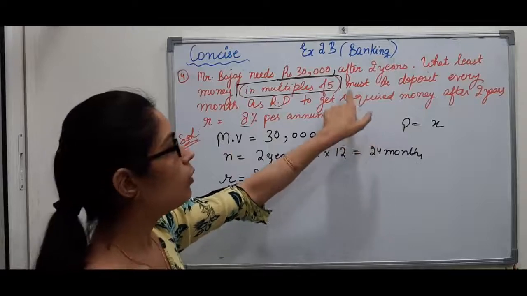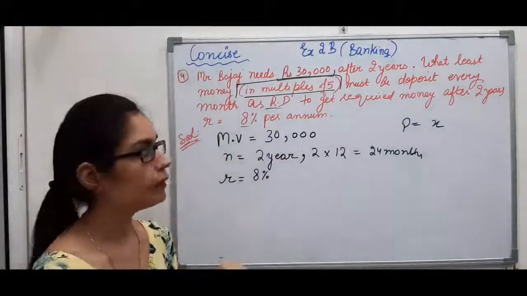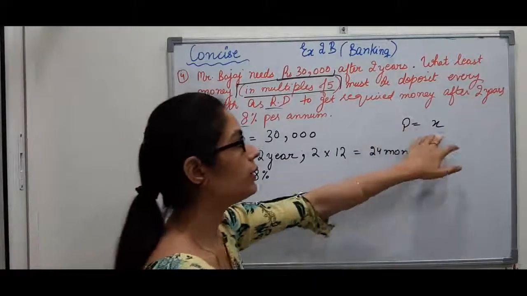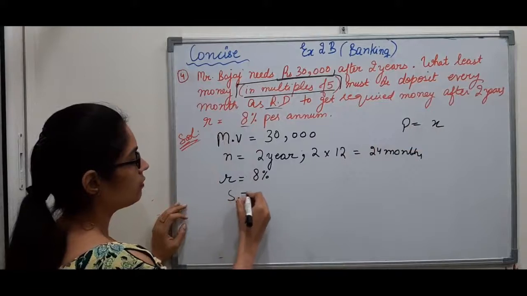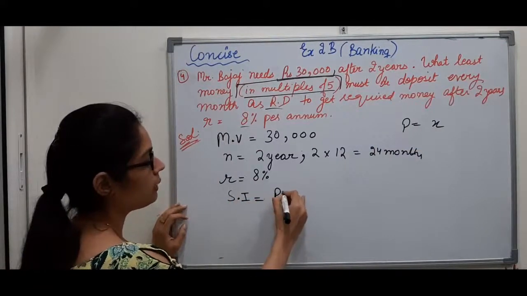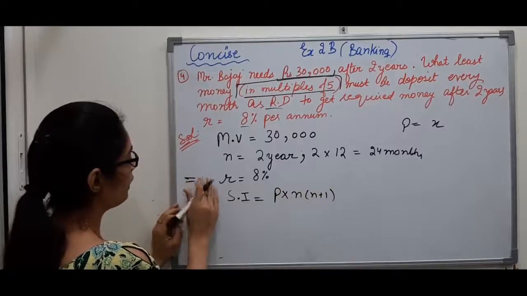See, they have mentioned what he will pay every month. Every month means monthly installment we have to find. So I will assume P as X. Now the same way we were doing, first we will find simple interest, which is P into N plus 1. So I will just write.